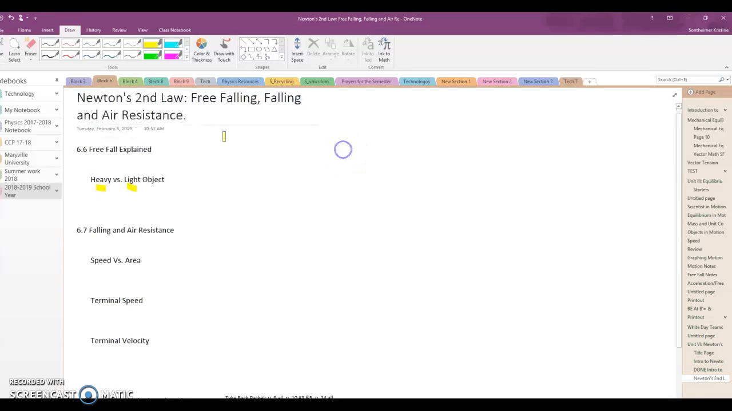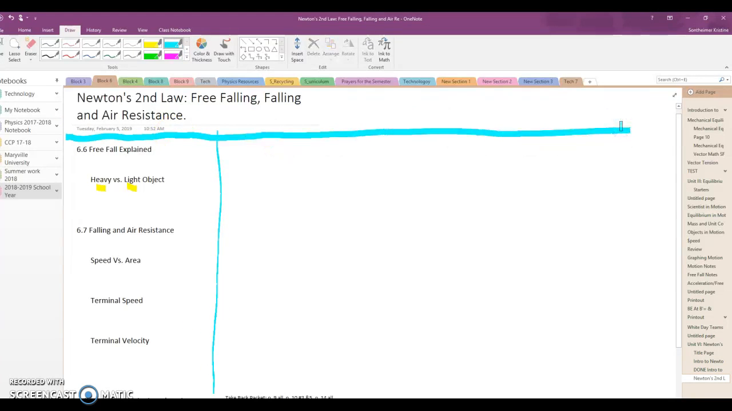Okay. So I will take my Cornell notes setup. Here we go. Okay, free fall explained. So if you notice, I skipped 6.5 talking about pressure. Feel free to go through and read it. It will not be counted for in the test.